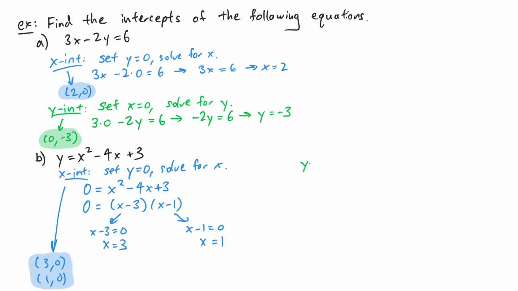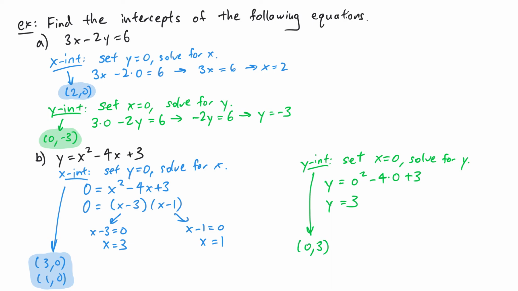To find the y-intercepts, we set x equal to 0 and solve for y. So in our equation, we have y equals 0 squared minus 4 times 0, and then plus 3. Simplifying the right-hand side, we're just left with y equals 3. So we know that when x is equal to 0, the corresponding y value has to be 3. So this gives us the y-intercept 0, 3. So this is the procedure that we go through to find the x-intercepts and y-intercepts for an equation.